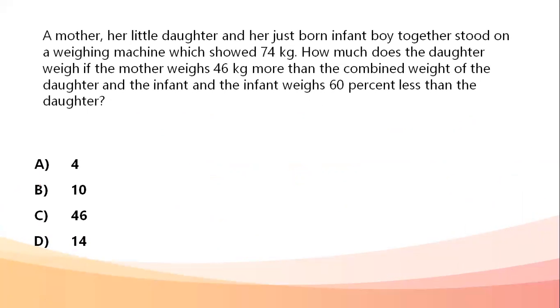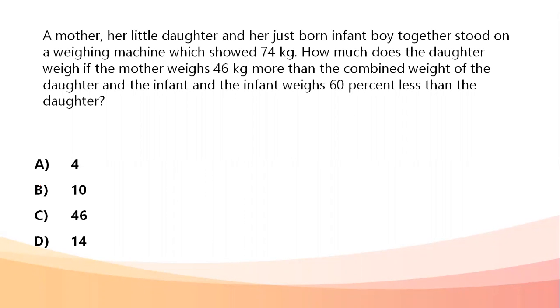A mother and her little daughter and her just born infant boy together stood on a weighing scale showing 74 kg. How much does the daughter weigh if the mother weighs 46 kg more than the combined weight of daughter and the infant, and the infant weighs 60% less than the daughter?